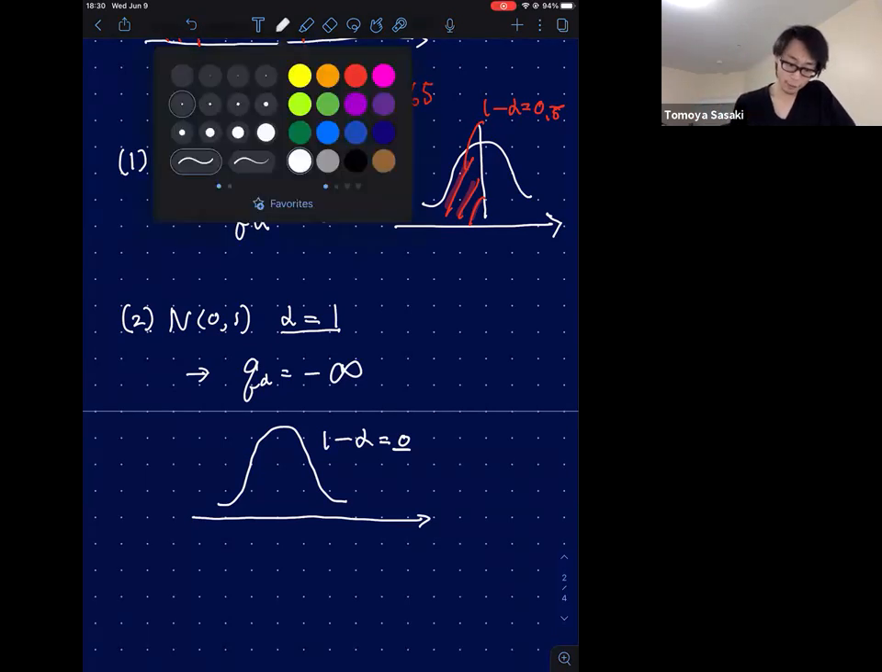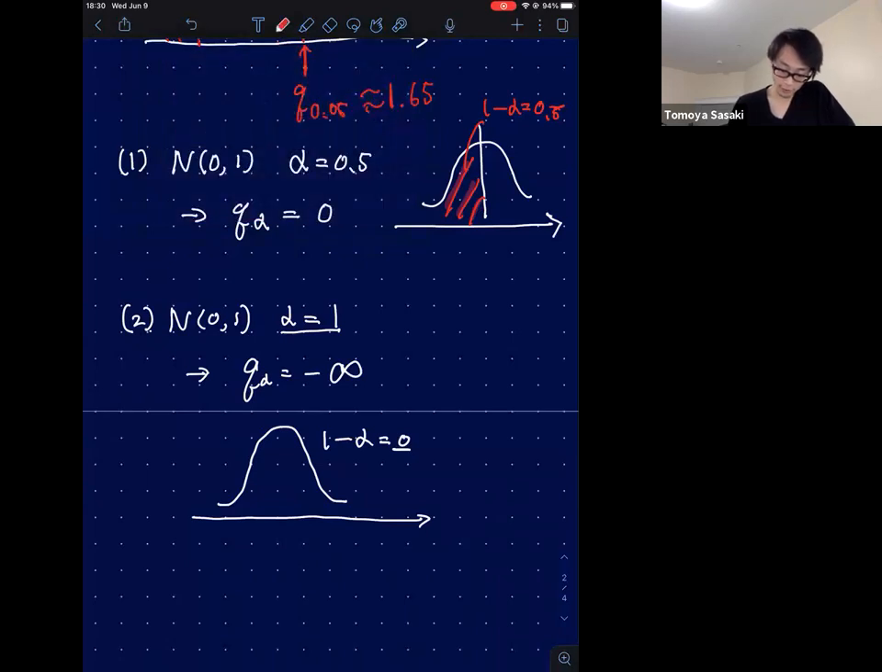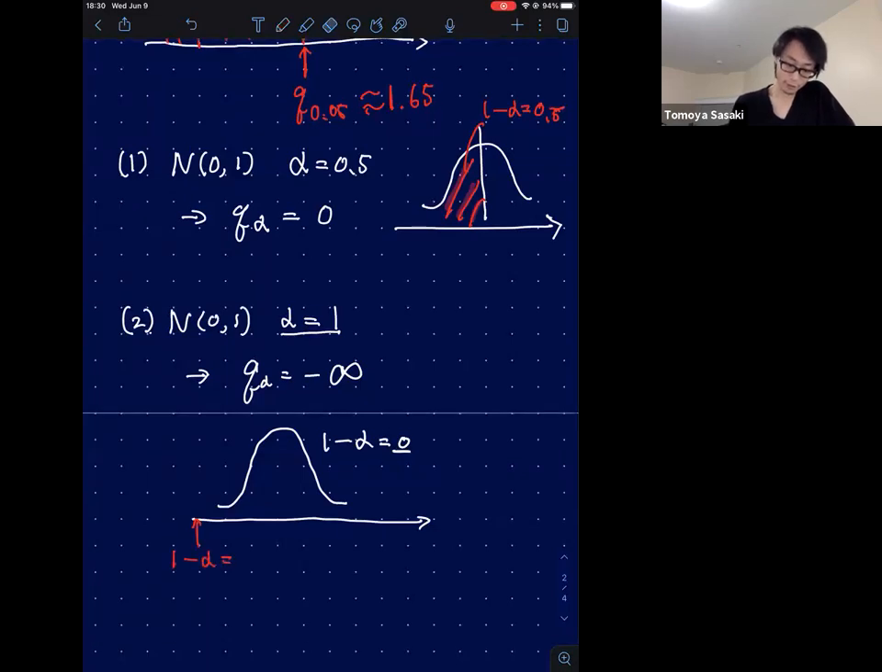So we're looking at the point that's going to have a distribution 1 minus alpha equals 0. But this is a continuous random variable, so you need to go all the way to the tail of the distribution. You cannot find it until you reach negative infinity to find the point that has 1 minus alpha equals 0.